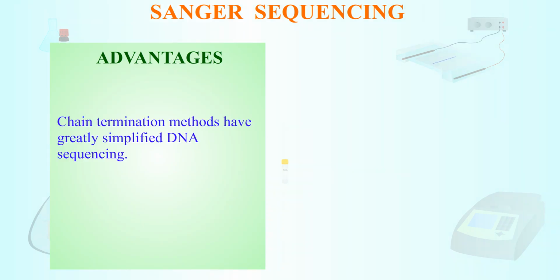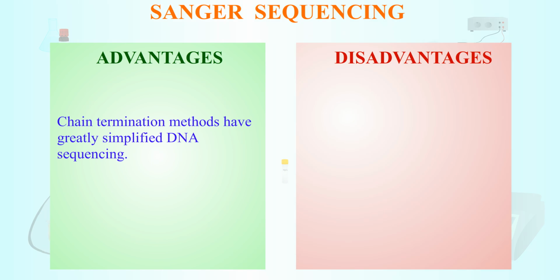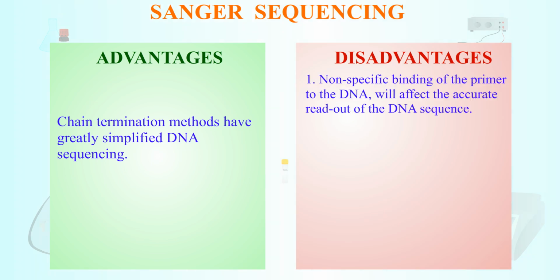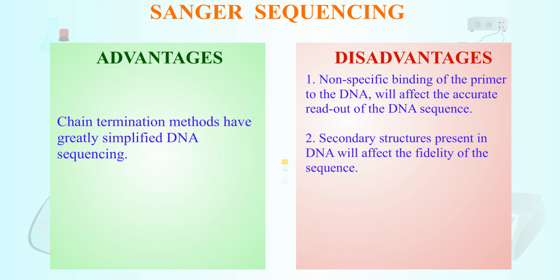Advantage: chain termination methods have greatly simplified DNA sequencing. Limitations: 1. Nonspecific binding of the primer to the DNA will affect the accurate readout of the DNA sequence. 2. Secondary structures present in DNA will affect the fidelity of the sequence.